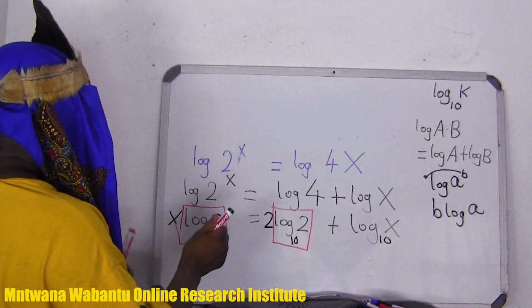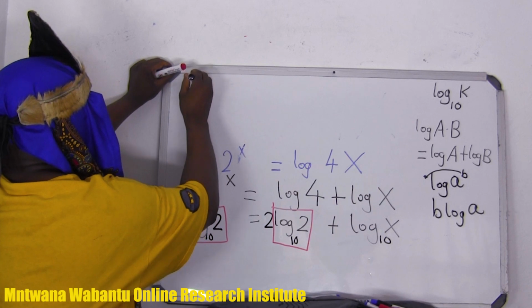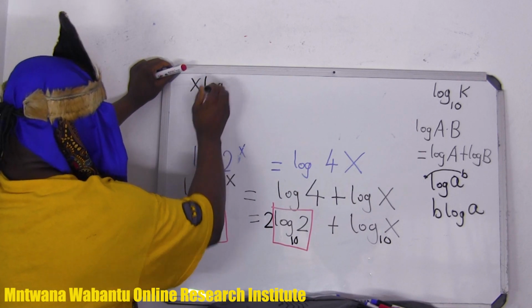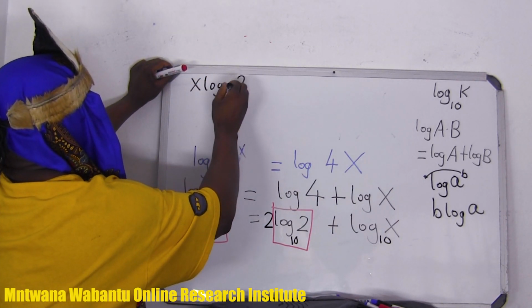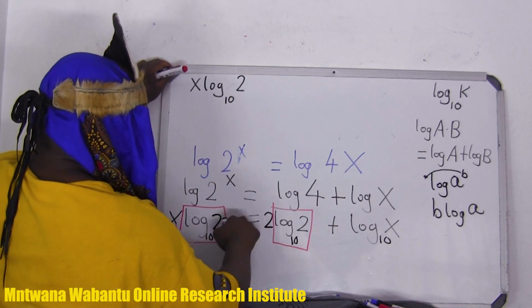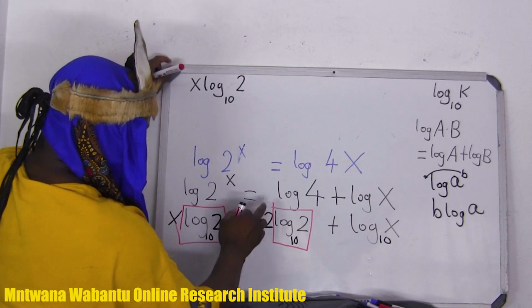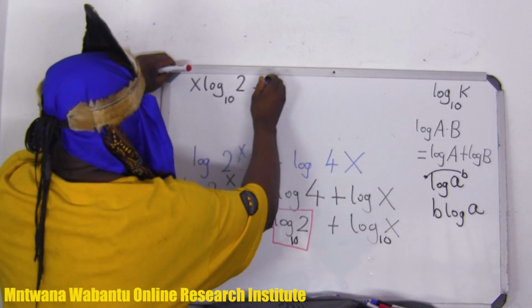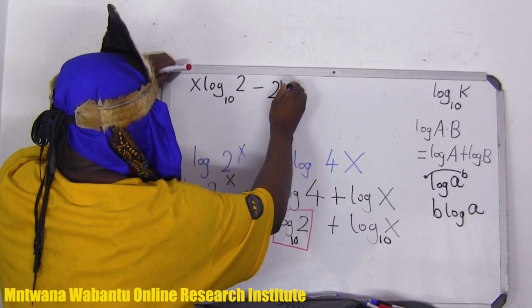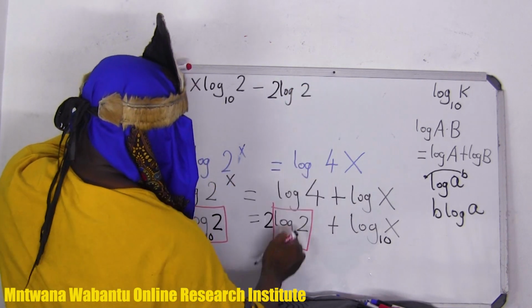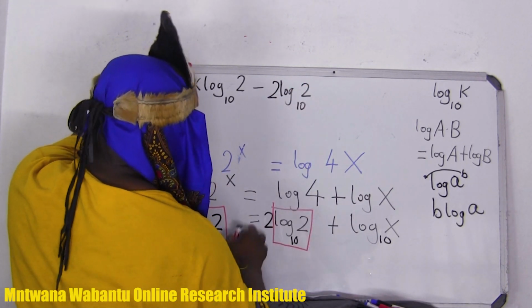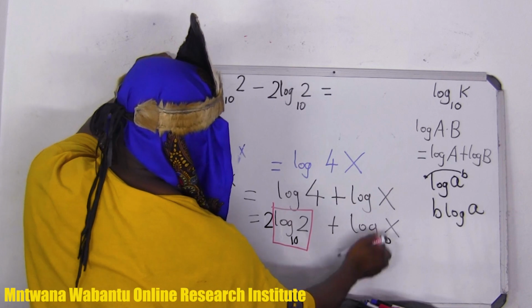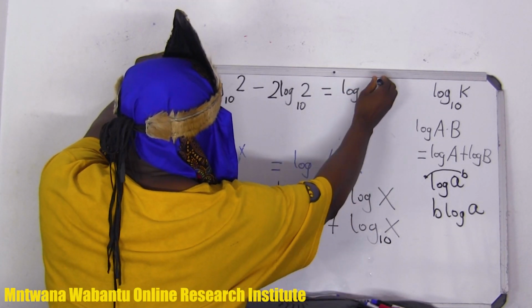So this is going to give me, on the left hand side, x log 2 base 10. Tag this to the back of the equal sign. Since this is plus, when you jump the equal sign, it's going to become negative. So it's going to become negative 2 log 2 base 10, and then the equal sign, and then log x base 10.